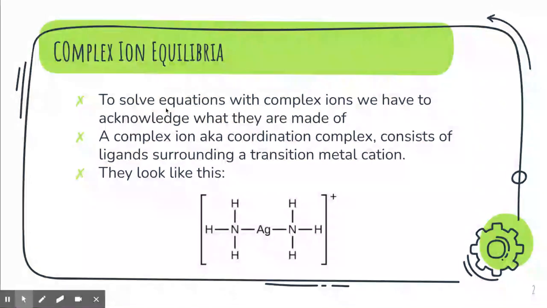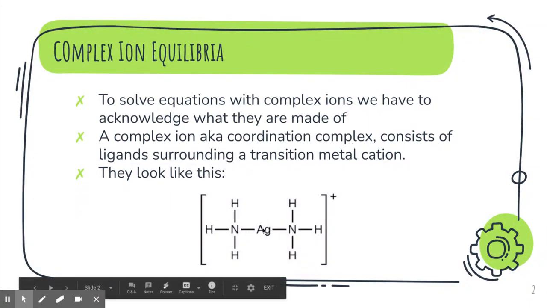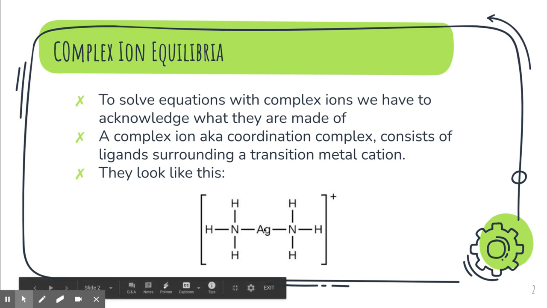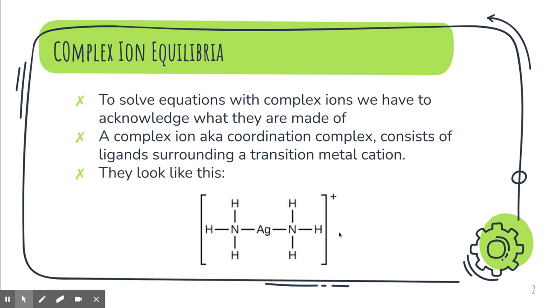To solve equations with complex ions, we have to acknowledge what they're made of and why they're special. A complex ion, otherwise known as a coordination complex, consists of ligands surrounding a transition metal cation. In this case, we have two NH3s surrounding a silver cation with an overall positive charge. They'll often look like this, where you have your metal in the center and your ligands on either side.